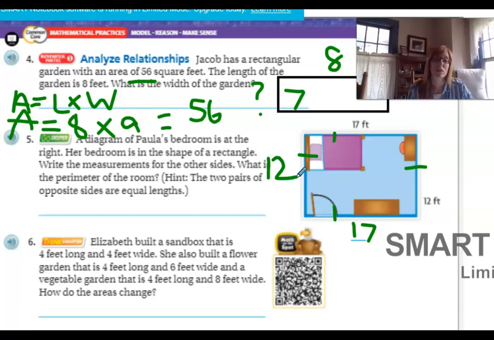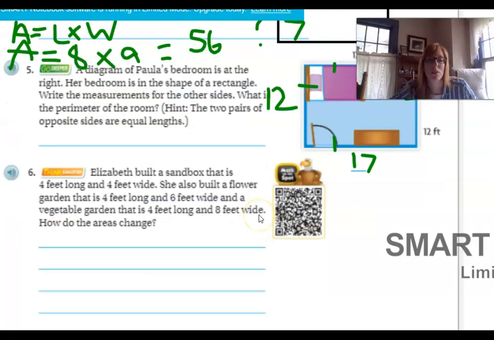So it says, what is the perimeter of the room? If you add up 17 plus 12 plus 17 plus 12, you should get, hopefully you're doing the math, you are right. You should have 58 feet for your distance around.